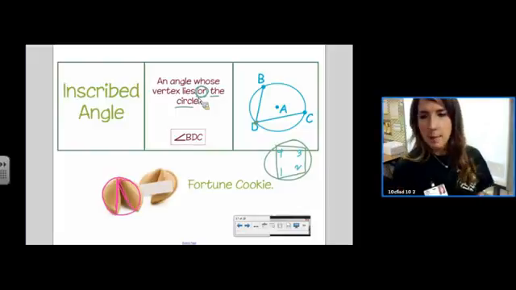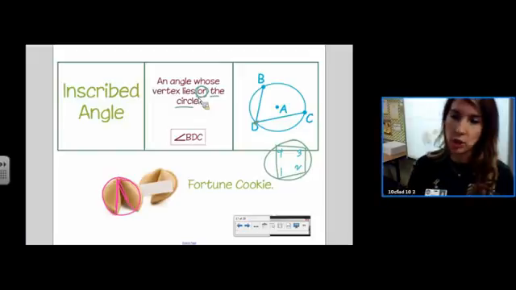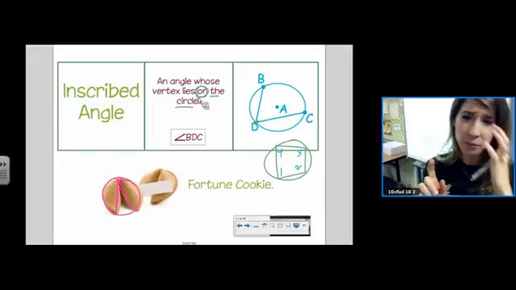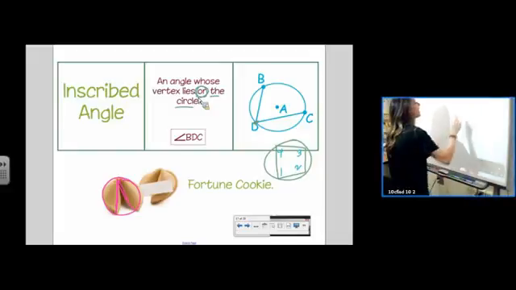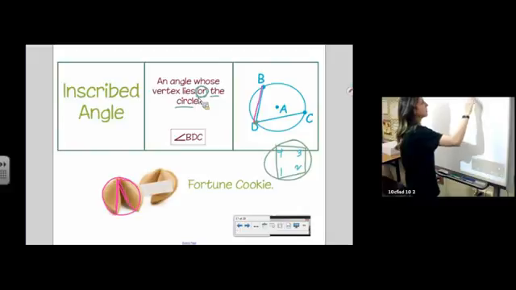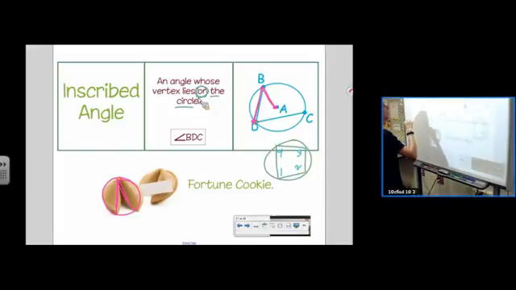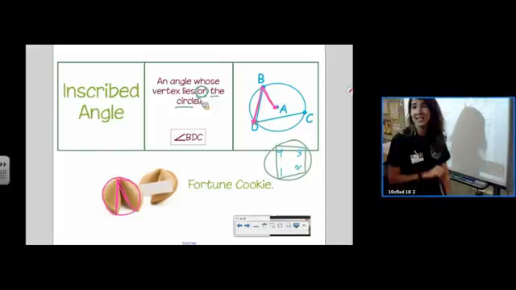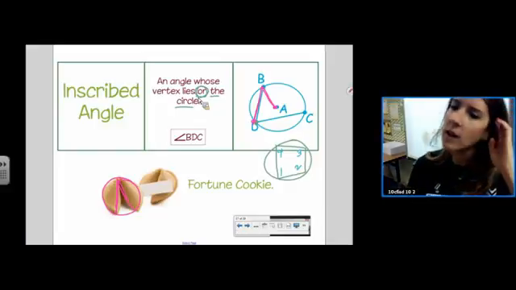I need someone to name me another inscribed angle, not angle BDC. Name another inscribed angle using my picture. Okay, let's talk about that. Someone said DBA, and I'm going to have to say no to that, because DBA would not be an inscribed angle. You wouldn't want to name it A, because it's not in the definition. I see that now. We need to make this definition better.